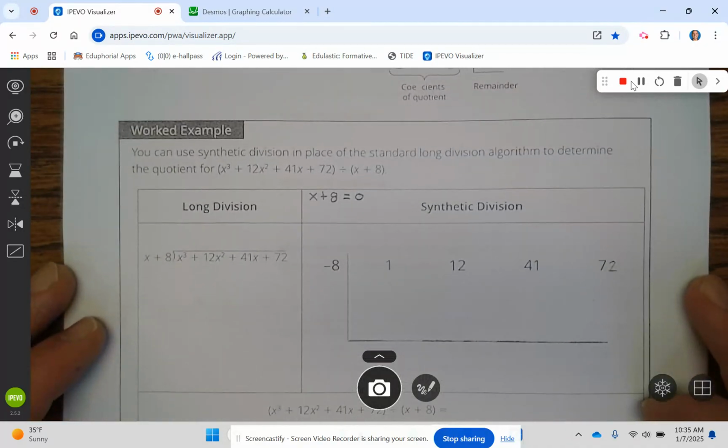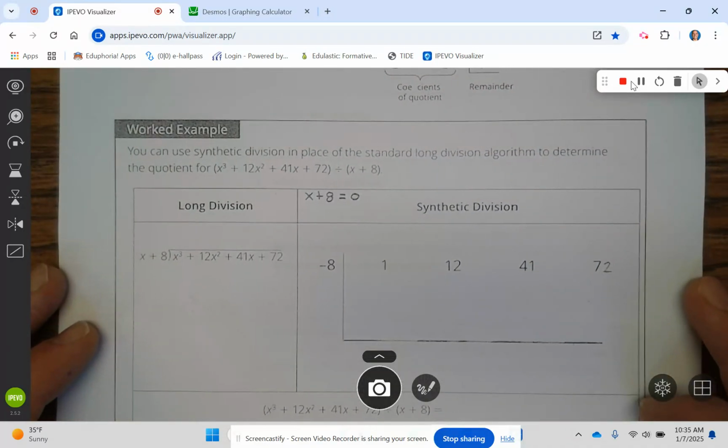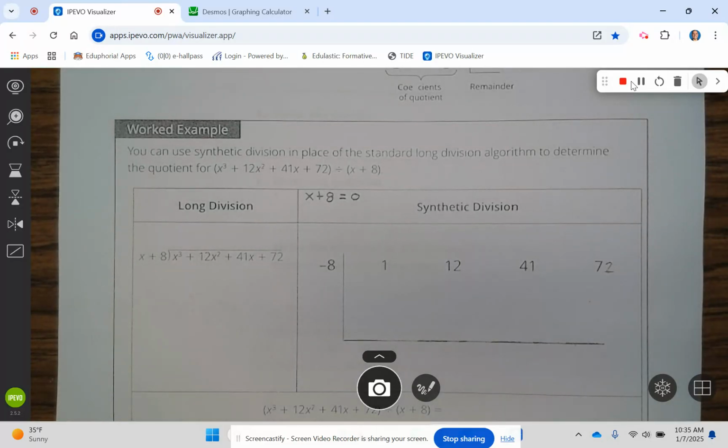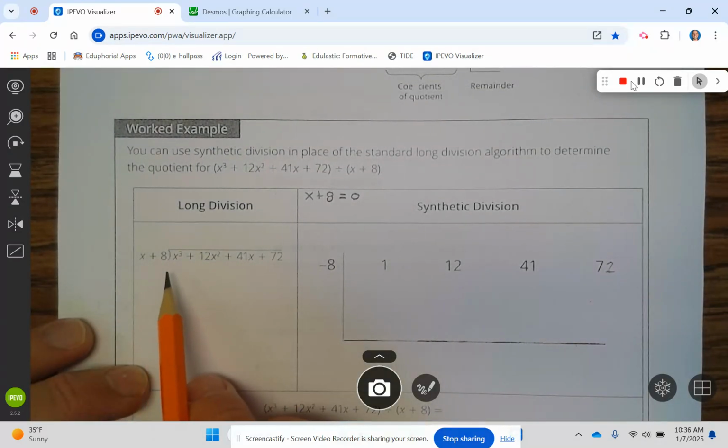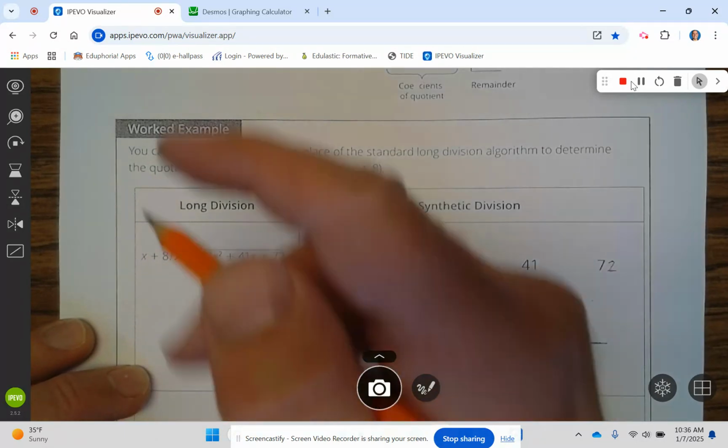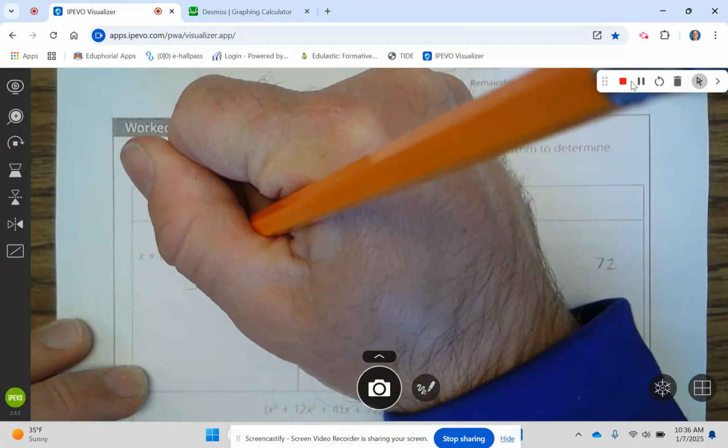Alright, let's go ahead and take a look at the worked example. You can use synthetic division in place of the standard long division algorithm to determine the quotient for x cubed plus 12x squared plus 41x plus 72 divided by x plus 8. Now let's go ahead and review long division. So to do that, we ask ourselves, what do we multiply x by to give you x cubed? The answer to that is 1x squared.